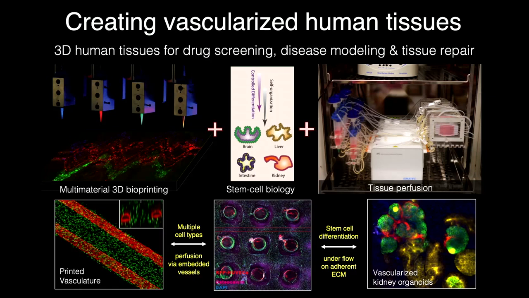And one of the things that we did was we printed a tissue that was laden with stem cells. It was about 1 centimeter thick. We could perfuse it over months, and we could provide through the vasculature cues that would drive the differentiation of those stem cells down to specific lineages.